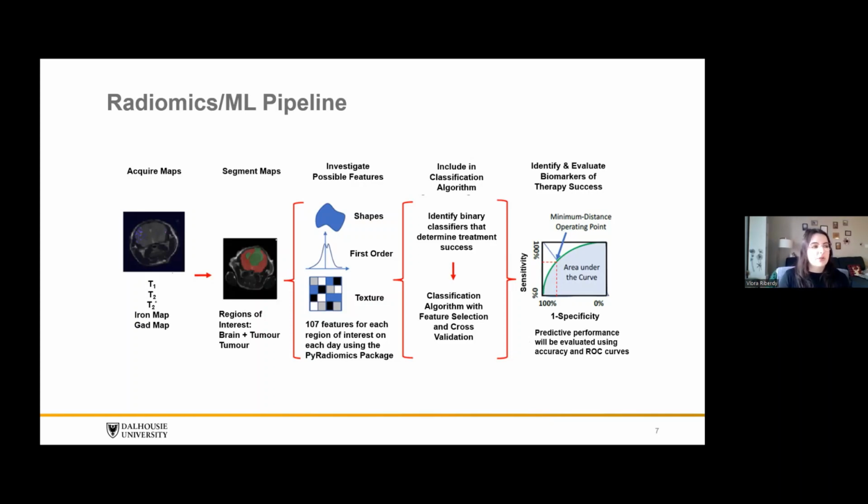We then want to use these radiomics features in a classification algorithm. So first we identify a binary classifier that determines treatment success, and then use a classification algorithm with feature selection and cross-validation to identify and evaluate features that can predict therapy success. And predictive performance is evaluated using accuracy and the area under the receiver operating characteristic curve.